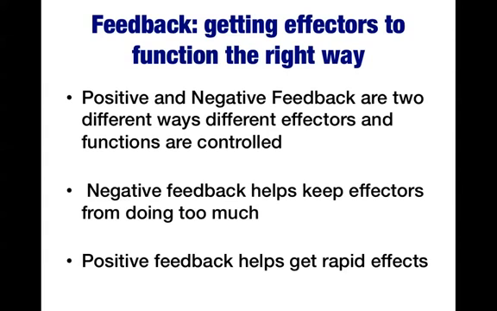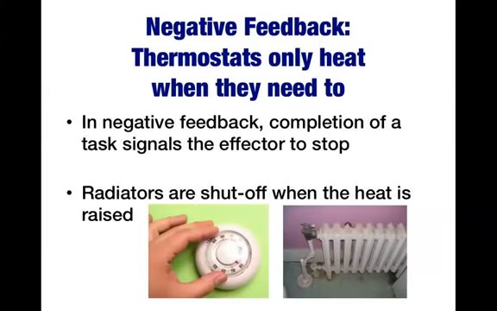The negative feedback response helps stop effectors from doing too much. On the flip side, positive feedback can get effectors to generate very intense and rapid effects. Most of the examples we've talked about so far, in fact, used negative feedback. Negative feedback is common in our body, as it helps get the result needed without wasting energy or overshooting the mark. Even the example of a thermostat and a radiator in a home is an example of negative feedback.